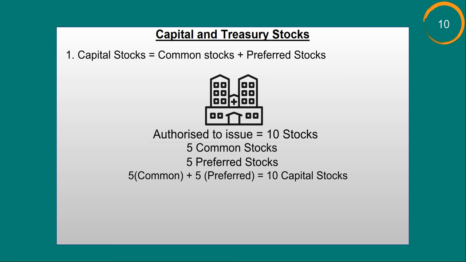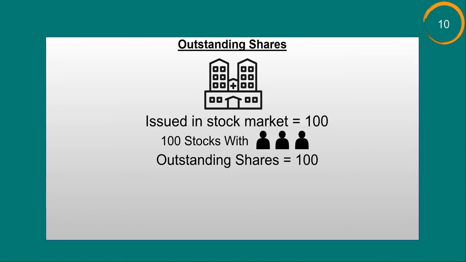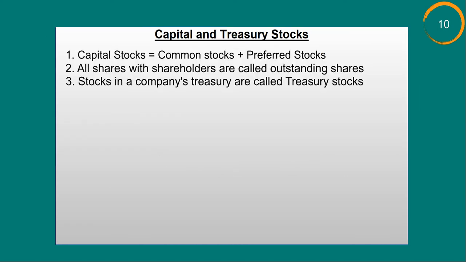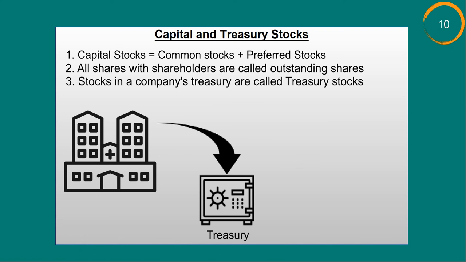Before we jump into treasury stocks, let's discuss a bit about outstanding shares. Outstanding shares of a company are those currently held by all of its shareholders in the market. Now, coming back to treasury stocks. These are the stocks that are in a company's treasury. You may ask me how a stock ends up in a company's treasury. After all, it should be in the market, right?